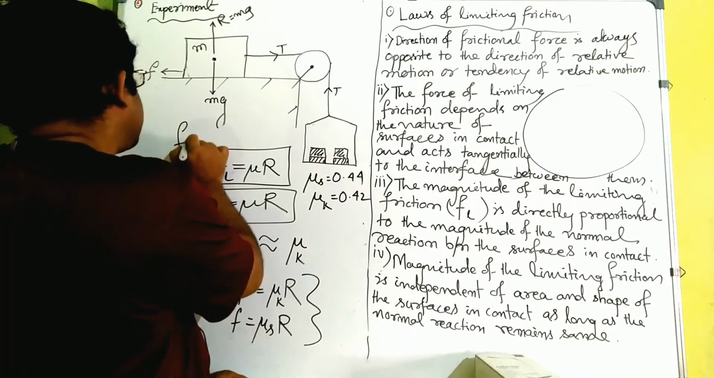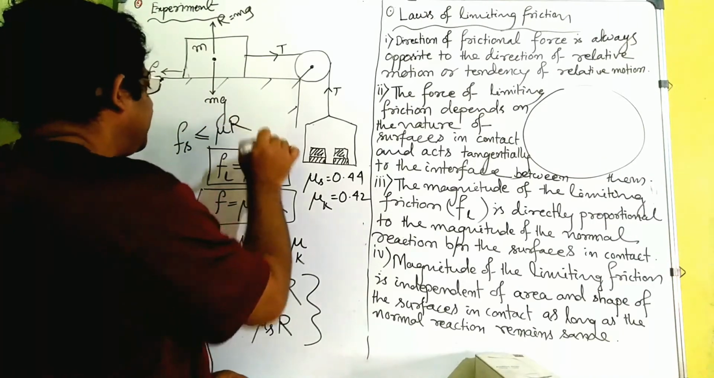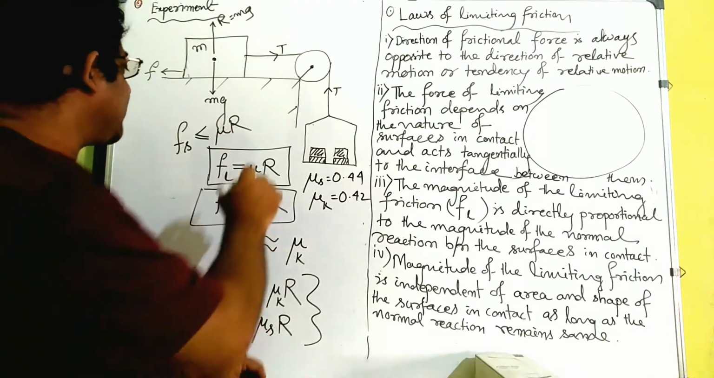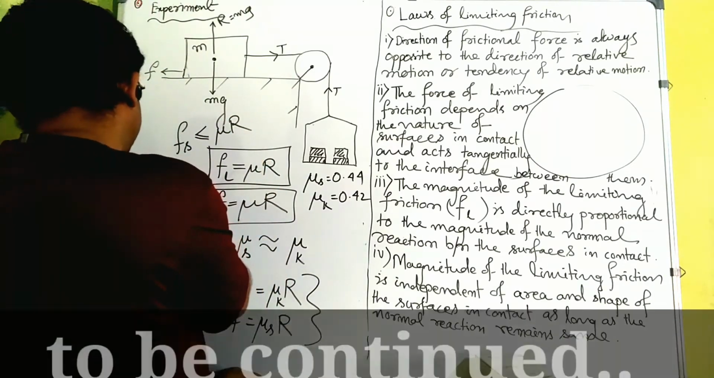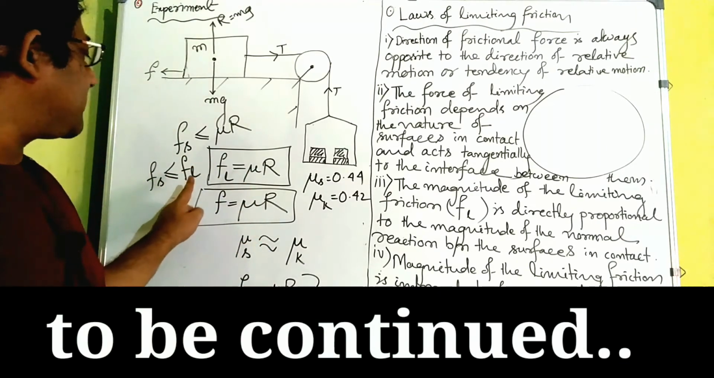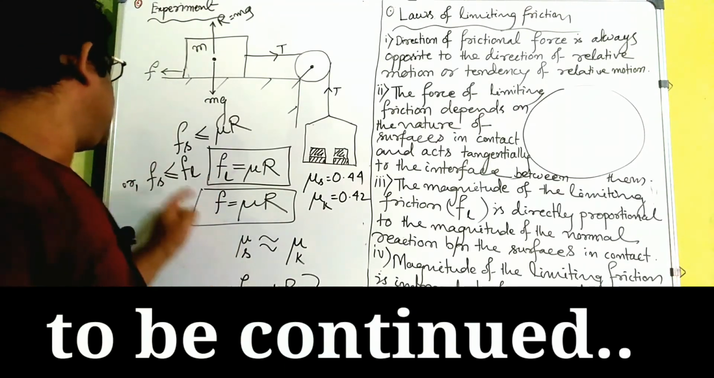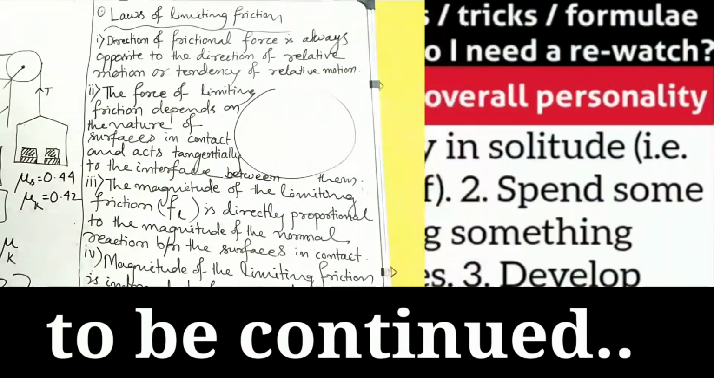So static friction will be less than or equal to mu R, right? Mu R is the limiting friction, that is, static friction is less than or equal to limiting friction. At max, static friction will be the limiting friction, or static friction may be 0.